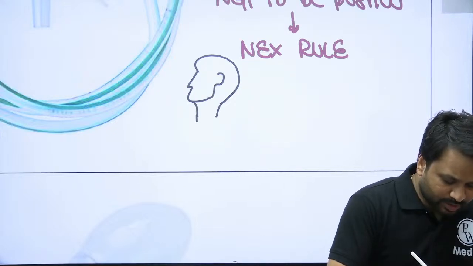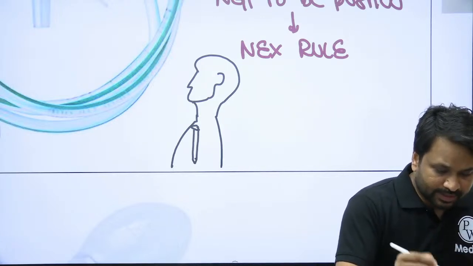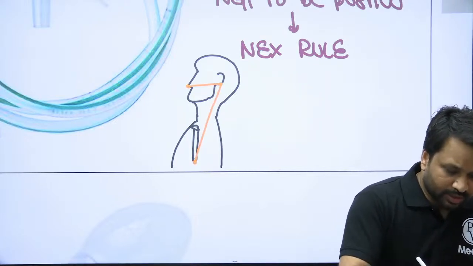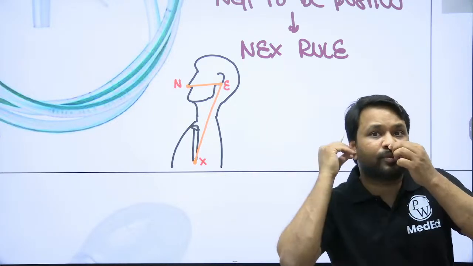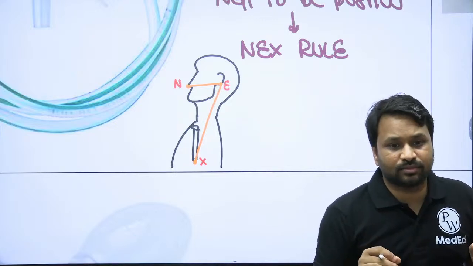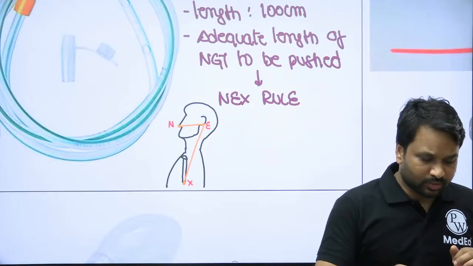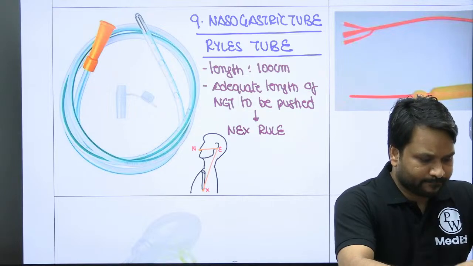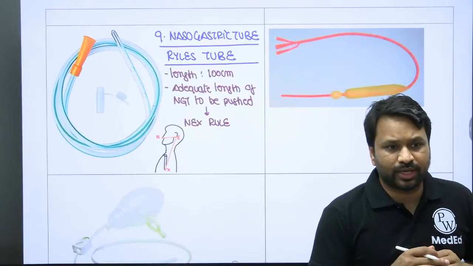This is the neck of the patient. This is the thorax of the patient, let's say. This happens to be the suprasternal notch. This happens to be the sternum. The NEX rule states that you take a tube and measure from the tip of the nose to the earlobe, and from the earlobe to the xiphisternum. This is nose, ear, and xiphisternum, called the NEX rule. Whatever length you have is the NEX length. This is the NEX rule for nasogastric tube insertion. Clear? Okay. This is what you have to remember with respect to the nasogastric tube.